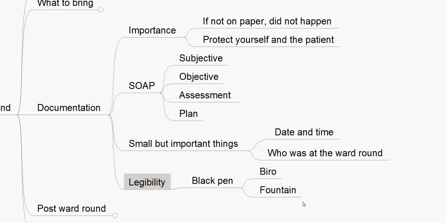In my opinion, a biro is probably better for the intern resident because you're writing so much and it's less likely to run out, and it's less dependent on position. Whereas I think if you're a bit more senior, become registrar or senior registrar or consultant, you can move to a fountain pen, which obviously looks a lot nicer when you write.